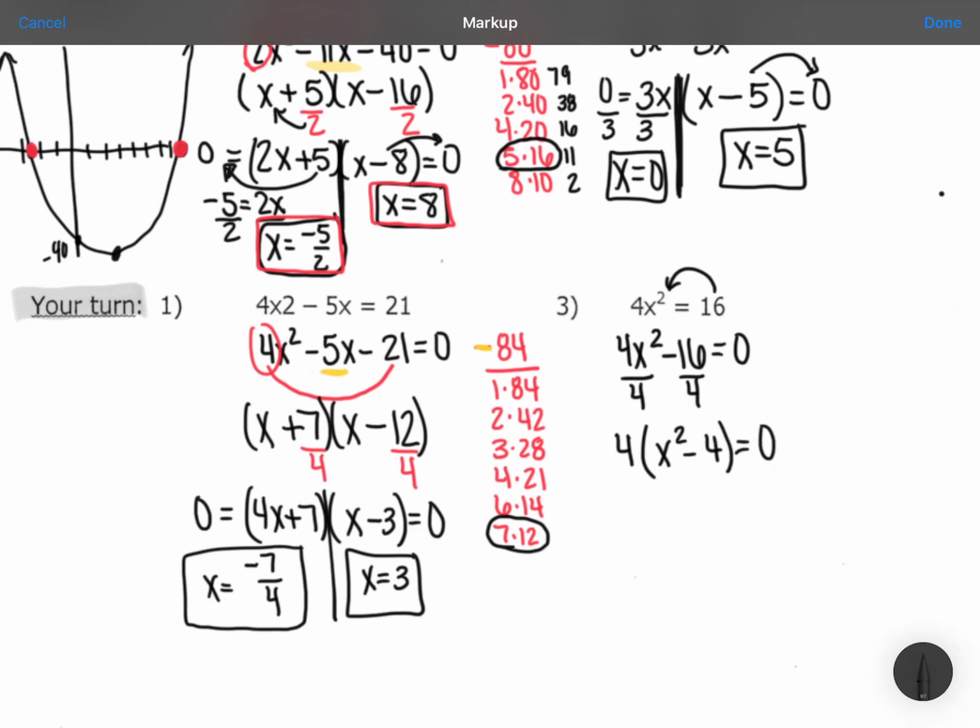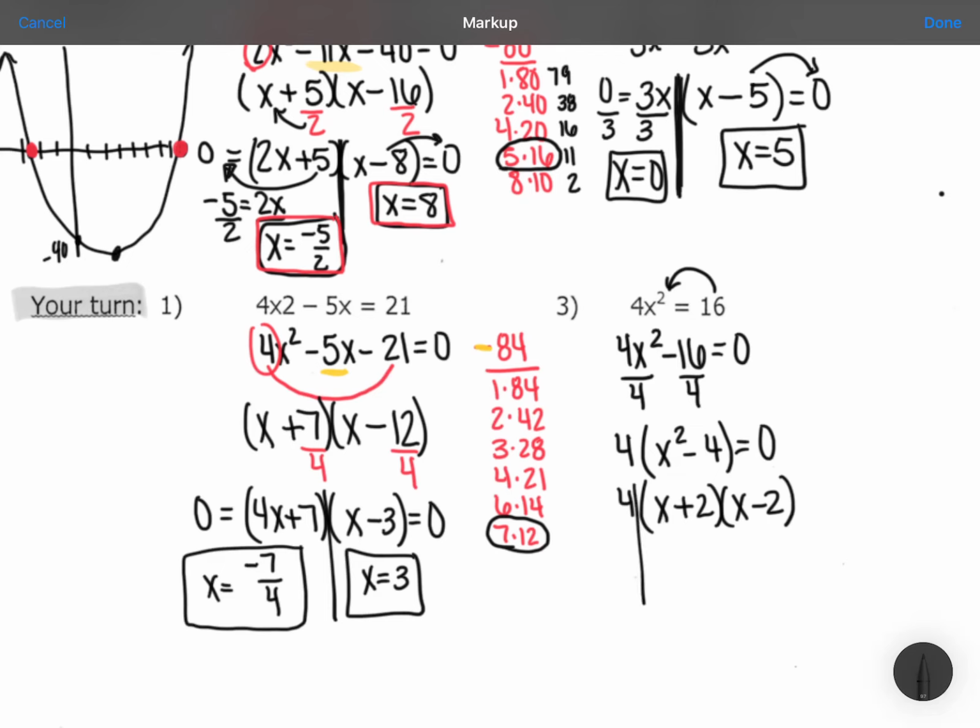And then, if you remember, we have difference of squares. So I have x plus 2 and x minus 2. Because x squared is x times x. Got a minus sign, so I can split that up to a plus and a minus, and the square root of 4 is 2. So now I'm ready to split.